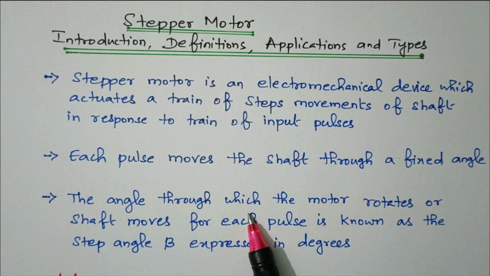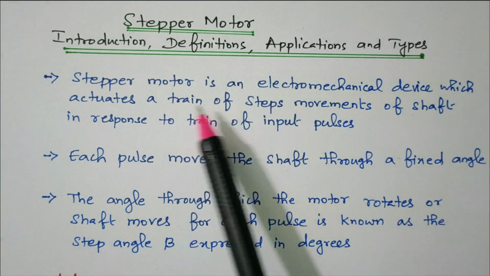The angle through which the motor rotates, or the shaft moves, for each pulse is known as the step angle, beta. It is expressed in degrees. So this beta depends upon the number of poles in stator and rotor. We will see the definition.